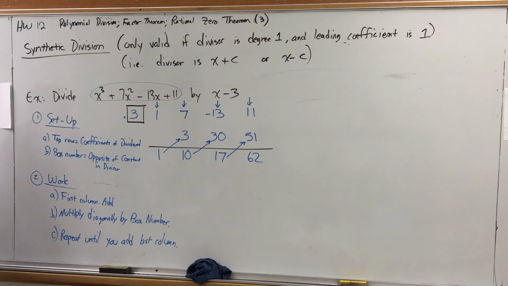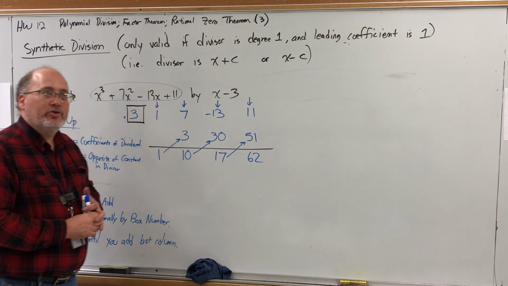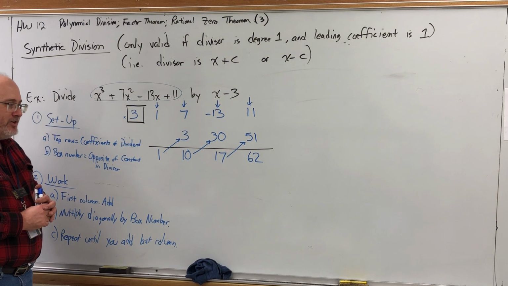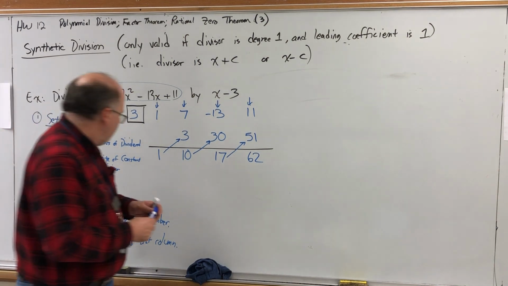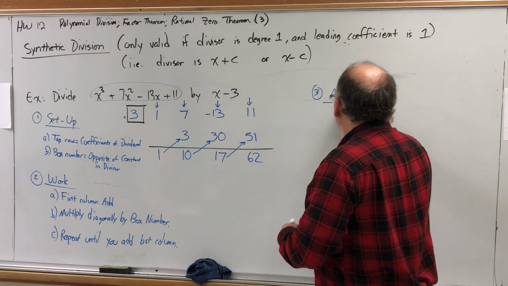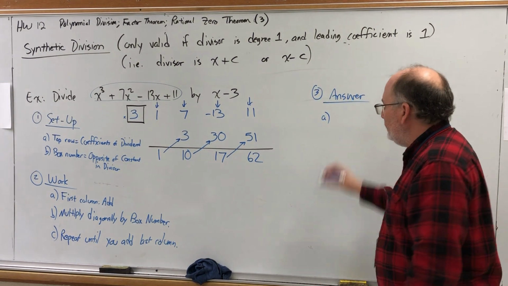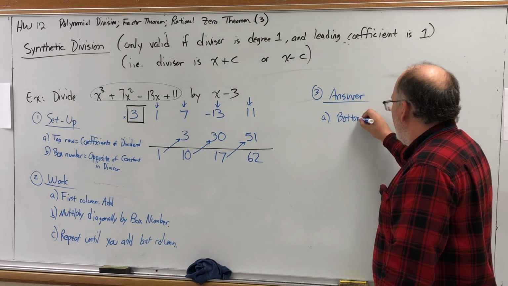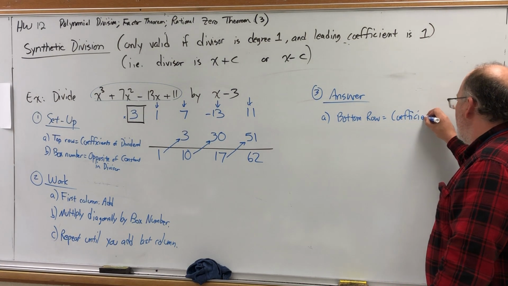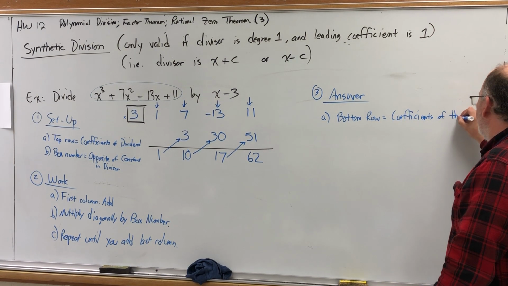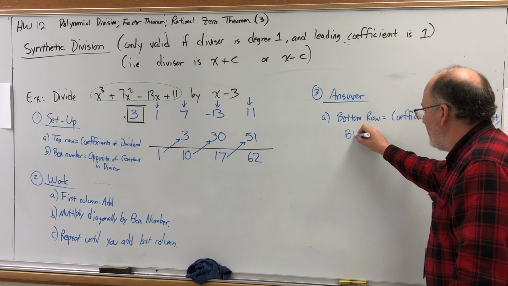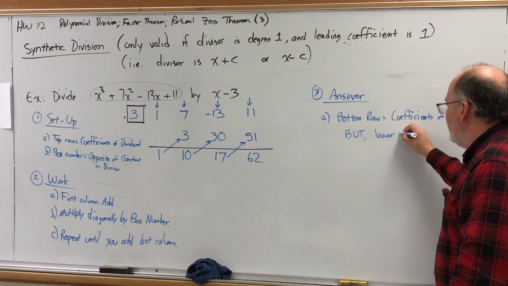We're doing a polynomial division problem, and right now all we have is a row of numbers. You start synthetic division by taking the x's out. The way you finish it, put the x's back in. The third and final part of synthetic division is the answer. And just like everything else, it's made up of 2 parts. The bottom row is the coefficients of the quotient, but lower the degree by 1.